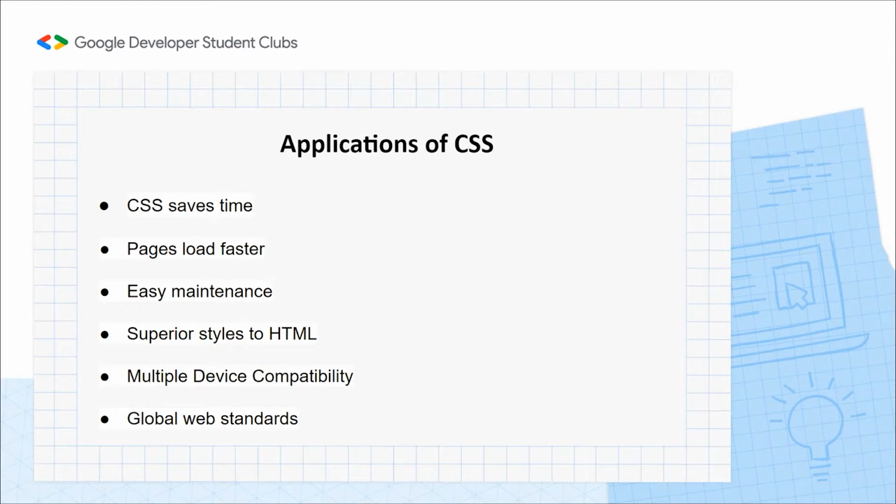Fifth, multiple device compatibility. As I showed in the previous slide, that's DuckDuckGo. We use DuckDuckGo a lot of times. We use it on our laptops, our phones, our tablets. All of them have different screen sizes. But even though we have different screen sizes, we can use DuckDuckGo on all of the devices just because we use CSS, and that helps us use the same website on different devices. This property of CSS helps us create a website which is compatible with all of the devices. Last, global web standards.